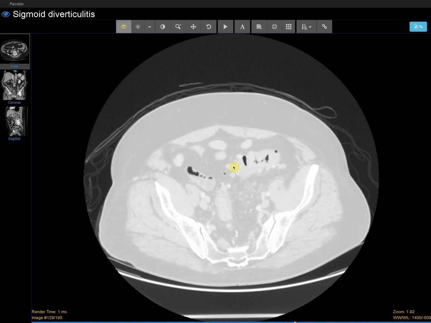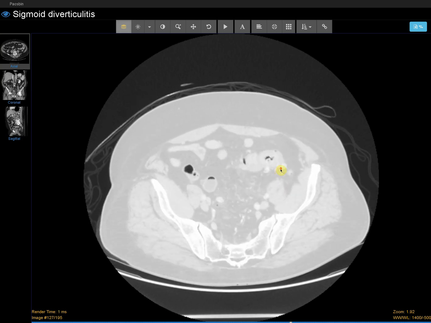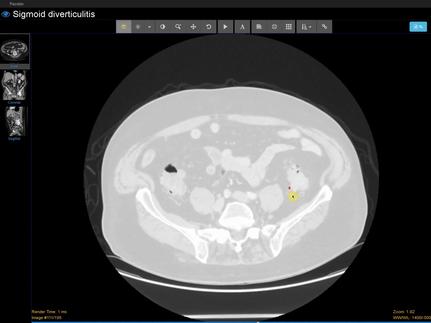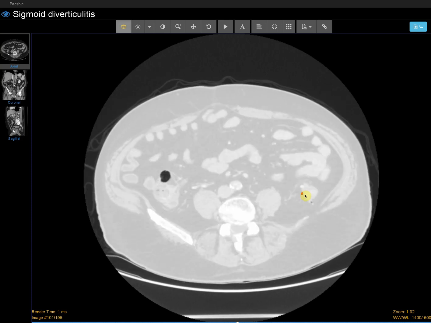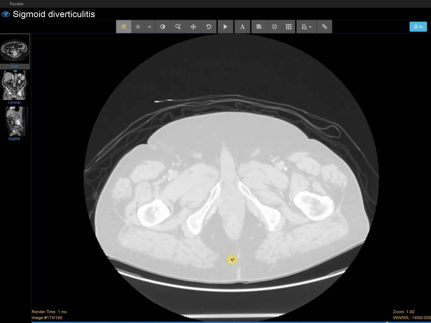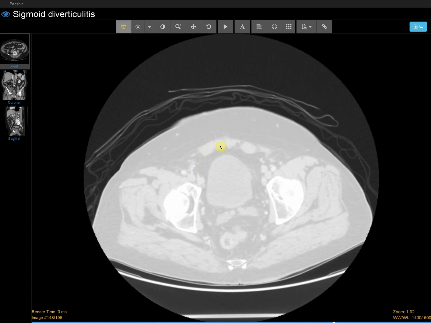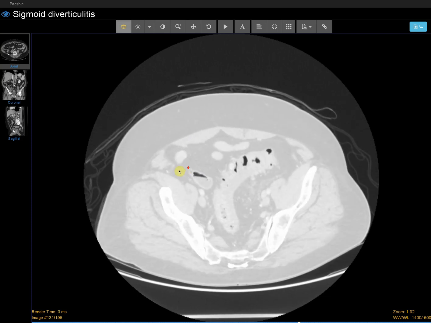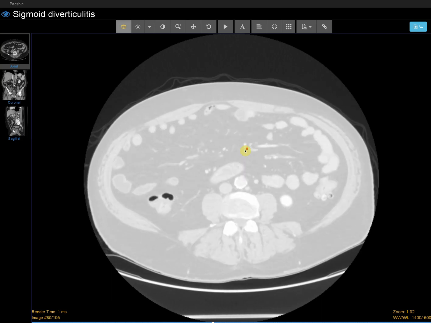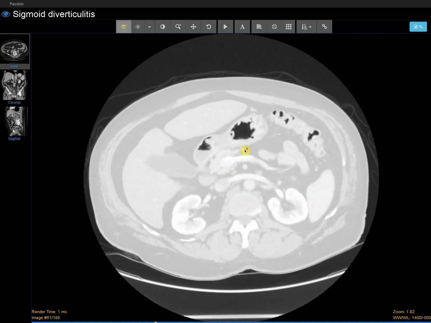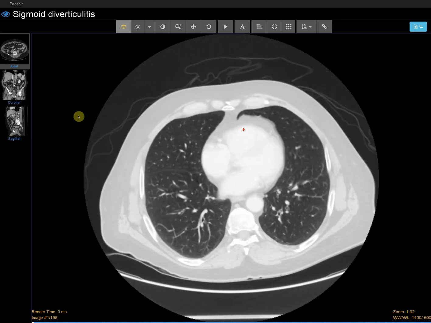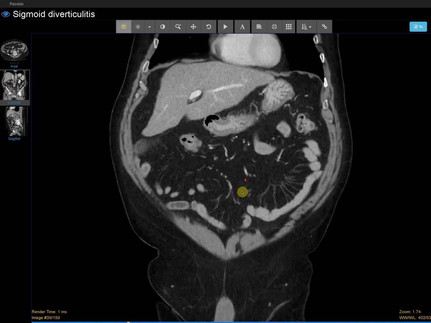These are just air in the diverticula itself. Do I see air just freely outside? Not really. So let's just go down, and sometimes if you look at the anterior part, the air is light and would come up. Do I see any air anywhere? No, I don't.